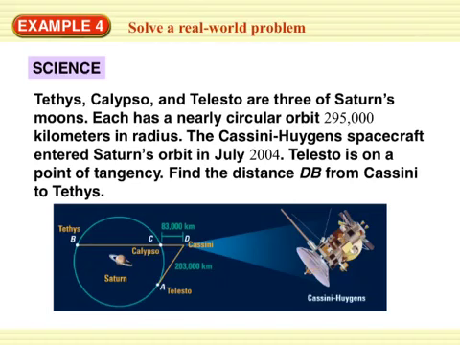Skipping this one. Alright, example 4, science. Those are 3 of Saturn's moons. Each has a nearly circular orbit of that many kilometers in radius. The spacecraft entered Saturn's orbit in July 2004. Telesto is on a point of tangency. Find the distance dB from Cassini to Tethys.